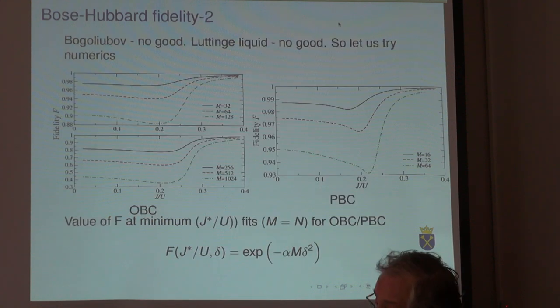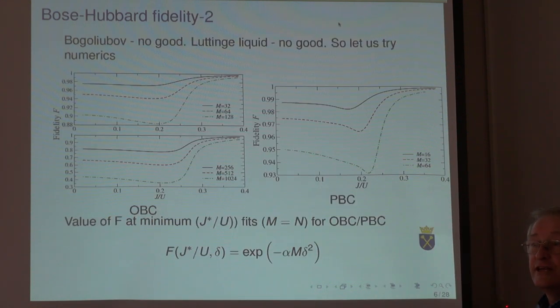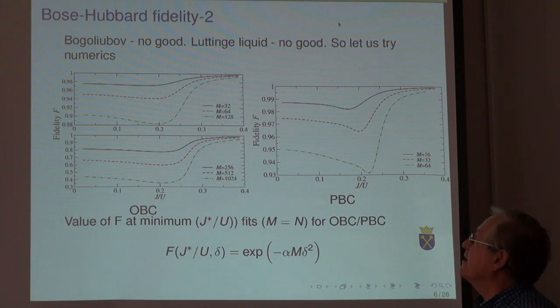Then one can try some Bogoliubov approximation over the mean-field state, but it doesn't work well because in the Mott phase you have a gap.